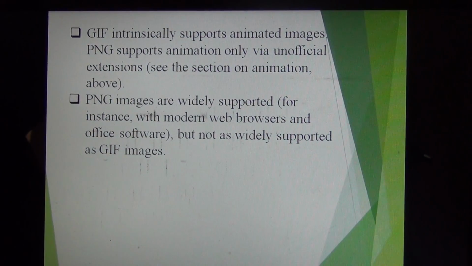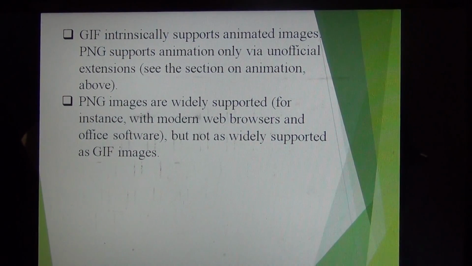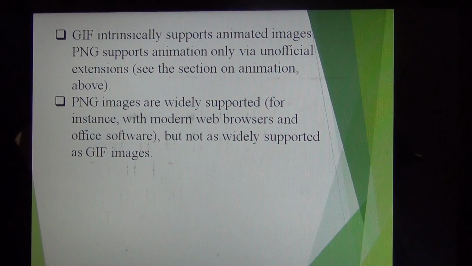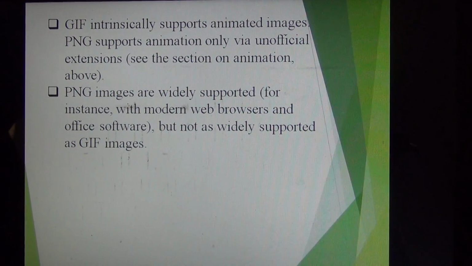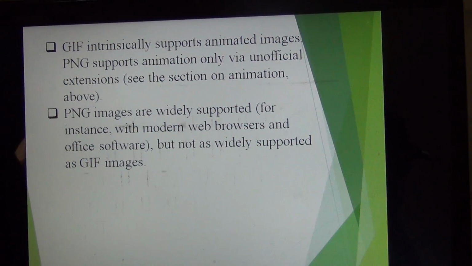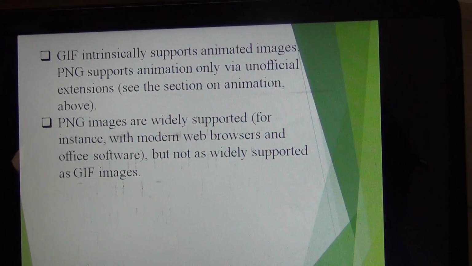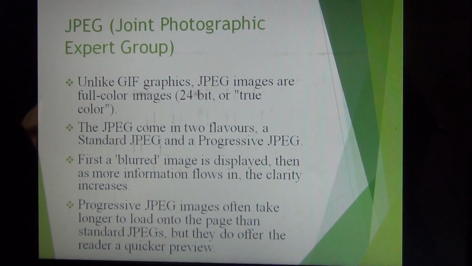GIF intrinsically supports animated images. PNG supports animation only via an official extension. See the sections on animation above. PNG images are widely supported, for instance, with modern web browsers and office software, but not as widely supported as GIF images. What is JPEG?